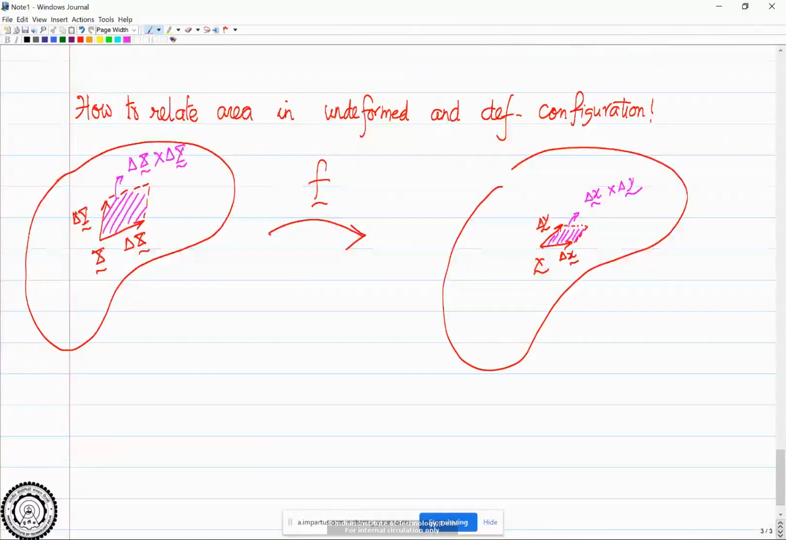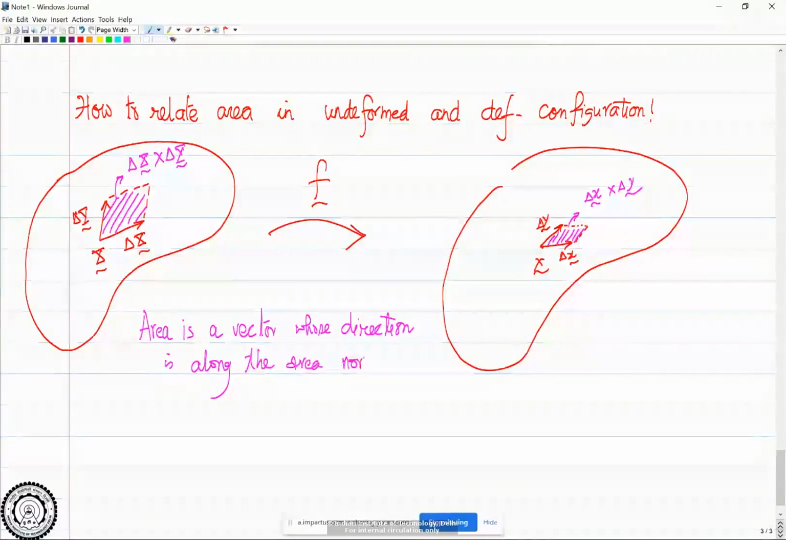Okay, and you see area is a vector. It has got a magnitude and also the direction. And the direction of the area is simply the normal to the area. So area is a vector whose direction is along the area normal. So SP, can you recall what is the formula for this area relation? Do you know? Sir, I could not recall this. You can't recall? Okay.